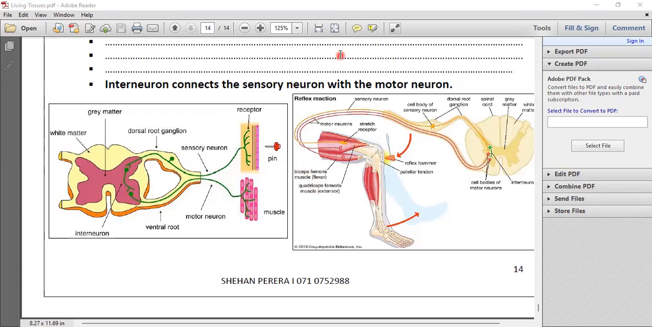Okay, so sir, from the motor neuron, it goes to the neck muscle. So how many neurons? Sensory neuron, interneuron, and motor neuron. Altogether, how many? 3 neurons. Three. So this type of action is an immediate action.